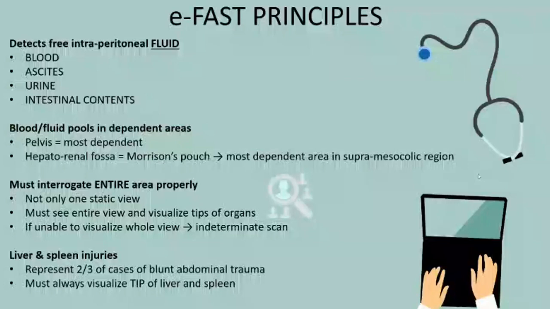It's important to interrogate the entire abdomen properly, so not just using one static view. It's important to move the probe around, see the entire area and visualize the tips of the organs, which I'll explain in the videos in a few slides' time. If you're unable to visualize a whole view, then it's important to document that it was an indeterminate scan. Liver and spleen injuries represent two-thirds of cases of blunt abdominal trauma, so it's very important to visualize the tip of the liver and spleen on your views.